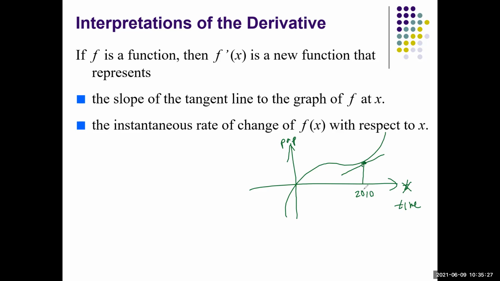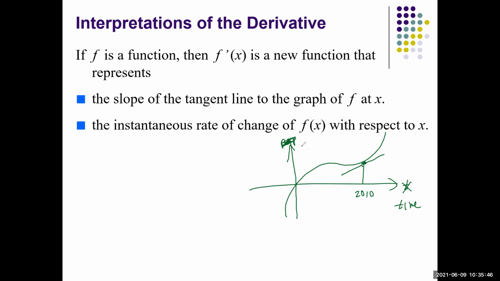Okay, again, that's rate of change. So the change of population with respect to time at that particular moment. Now, if that doesn't represent population, it could represent money, the growth of bank accounts. It could represent the growth of bacteria.